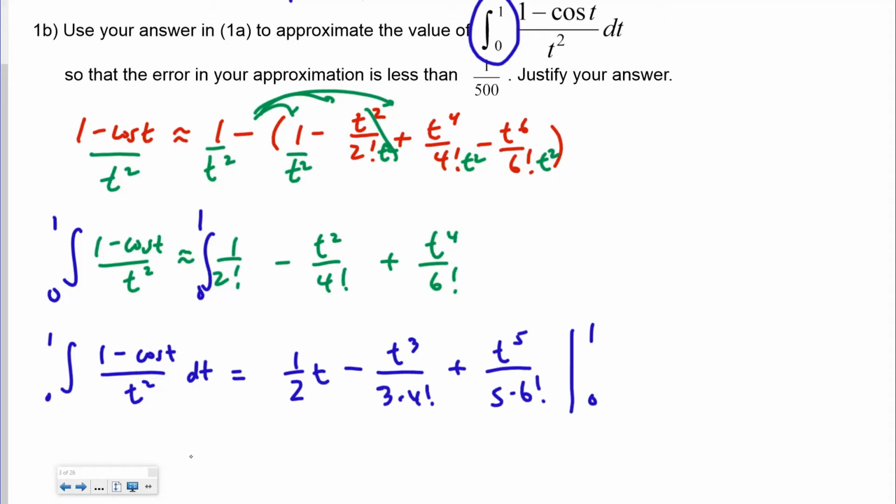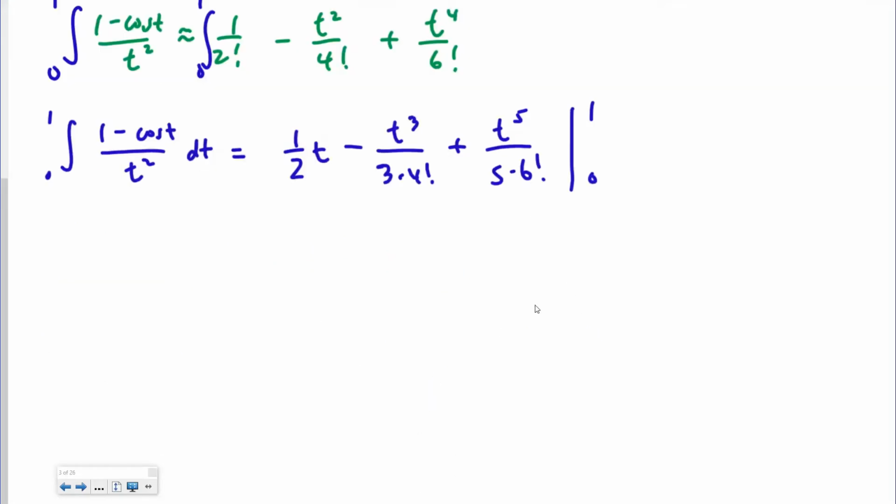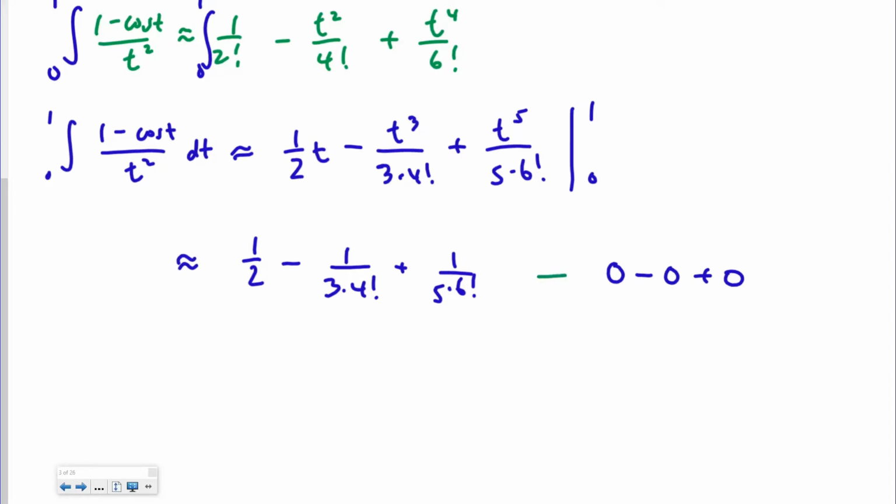And this says everywhere I have a t, I'll plug in a 1. So this is equal to 1 half times 1 minus 1 over 3 times 4 factorial plus 1 over 5 times 6 factorial. Everywhere there's a t, I'll plug in a 0. That gives me 0 minus 0 plus 0. And this should be about equals. And so then I slap a minus sign in between. That's the first fundamental theorem of calculus. This goes away here. And so this is what I have for the approximation of this integral.